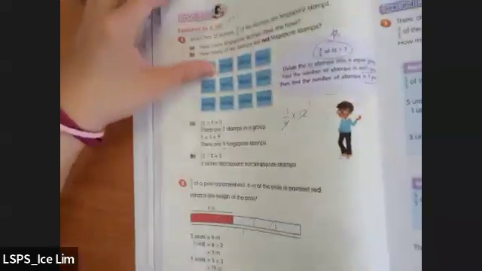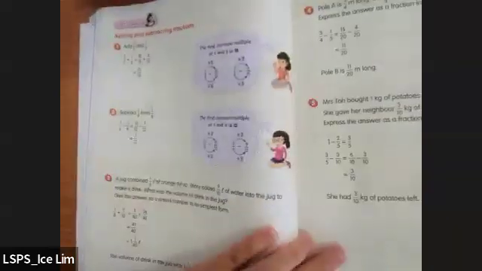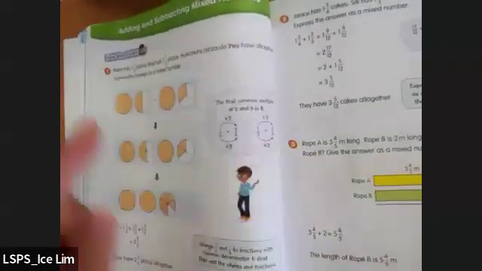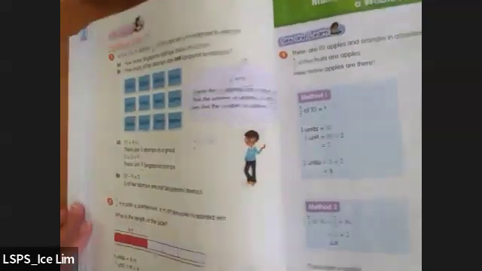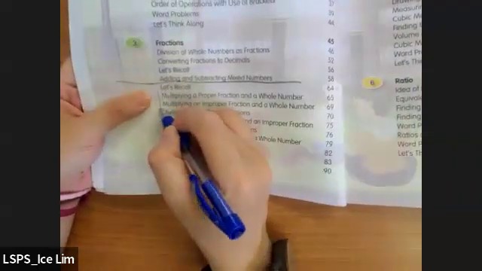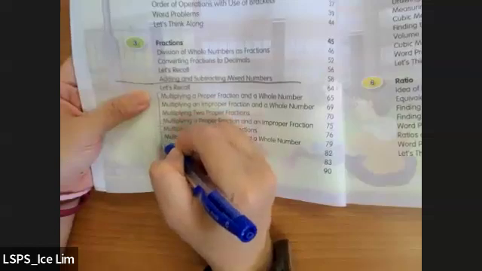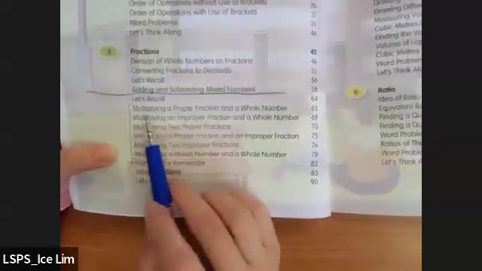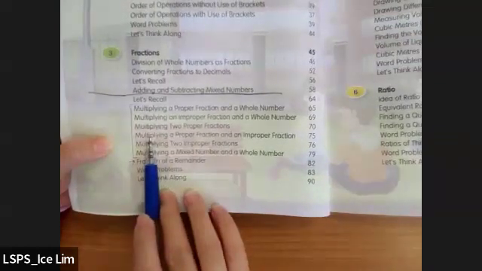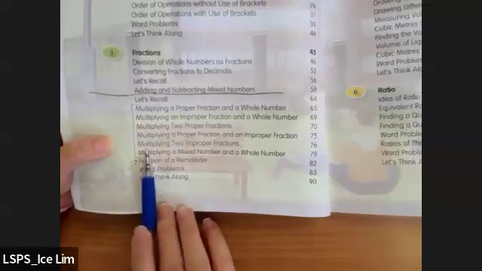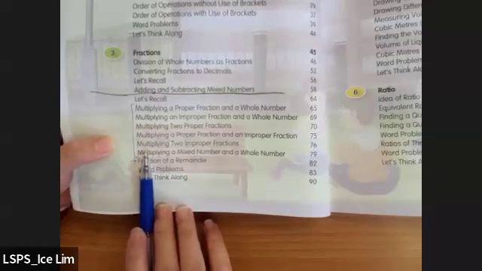Then we went on to addition and subtraction of fractions and mixed numbers, and the mixed numbers part is with the calculator. So today we are going to move on to this big part about multiplication. You realize in your textbook, at the contents page, there's this whole big portion about multiplying fractions and then fraction of the remainder. So today I'm going to talk about this whole thing about multiplication in today's lesson.